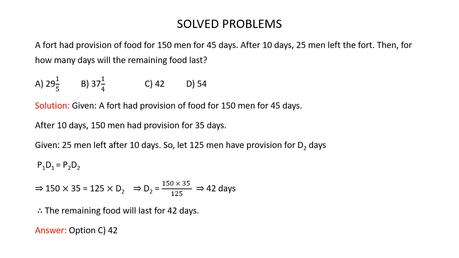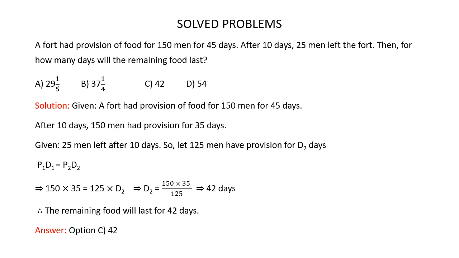Now it's given that a fort had provision of food for 150 men for 45 days and after 10 days 25 men left the fort. Now, if after 10 days the 25 men had not left the fort, then these 150 men would have had provision that would have lasted for another 35 days. But since it's given that 25 men left after 10 days, now there are only 125 men left in the fort. So now we have to find out for how many days the provision would last for these 125 men.